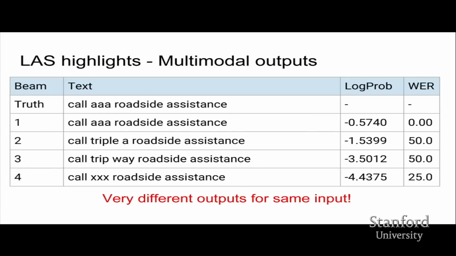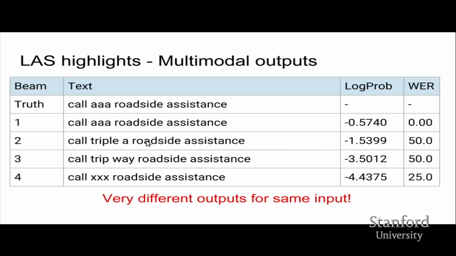So here are some example outputs that this model produces. I specifically want to point out that the outputs are very multimodal. And what do I mean by that? You have an input. The truth is "call AAA roadside assistance." The model produces "call AAA roadside assistance" as the first output. But it also produces "call triple A roadside assistance." So the same audio can be used to produce very different kinds of transcripts, which is really the power of the model, and shows how this model can actually learn very complex functions and solve this task with just one model instead of requiring many.